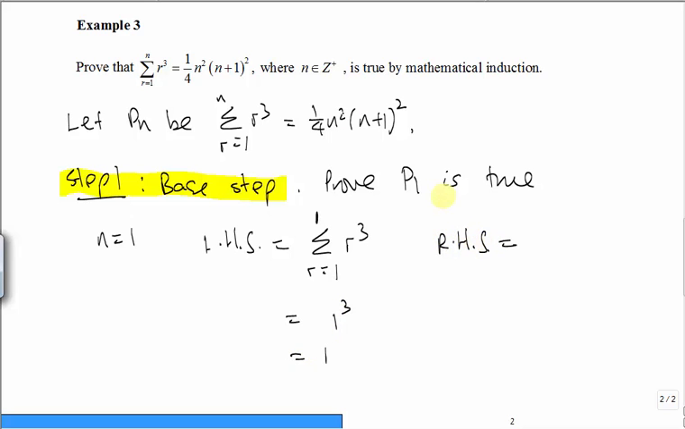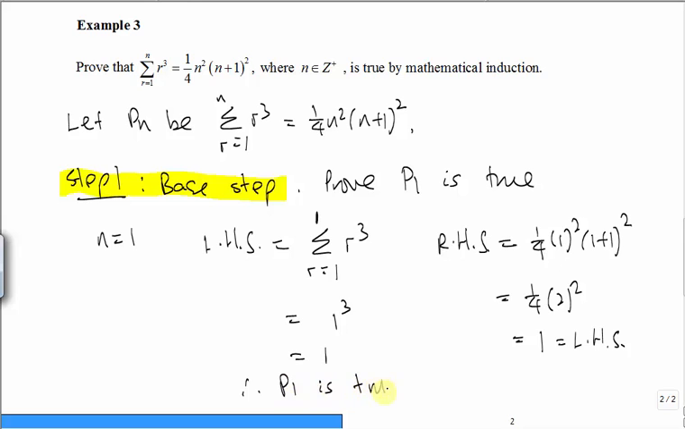For the right hand side, we're supposed to prove this expression with n substituted by 1. Will give us 1, and this is equal to the left hand side. Therefore, P1 is true.